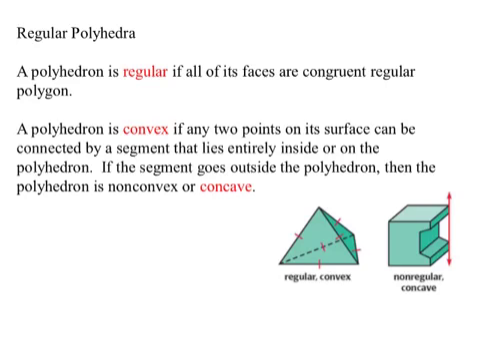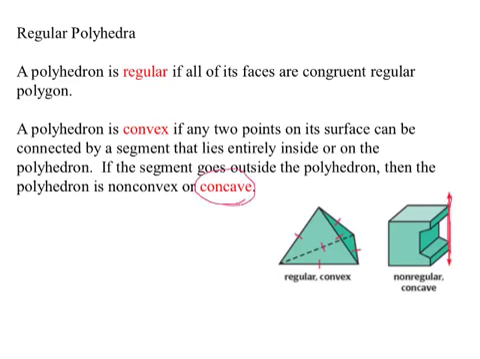Regular polyhedra. A polyhedron is regular if all of its faces are congruent to regular polygons. A polyhedron is convex if any 2 points on its surface can be connected by a segment that lies entirely inside or on the polyhedron. If the segment goes outside the polyhedron, then the polyhedron is non-convex or concave.